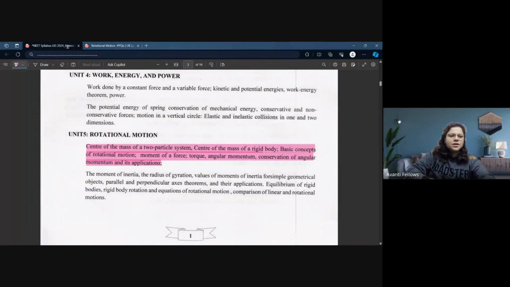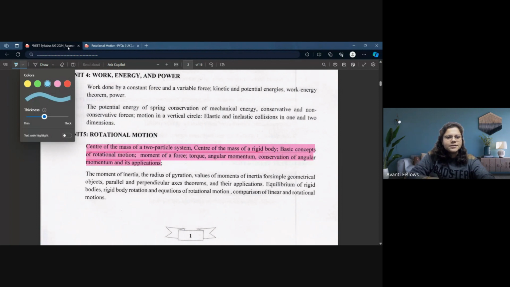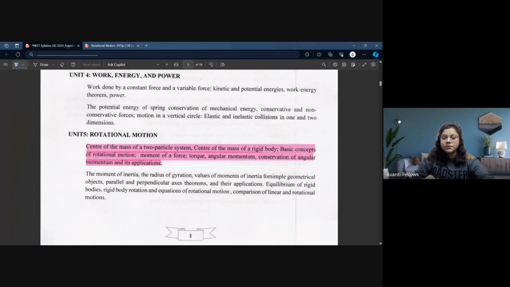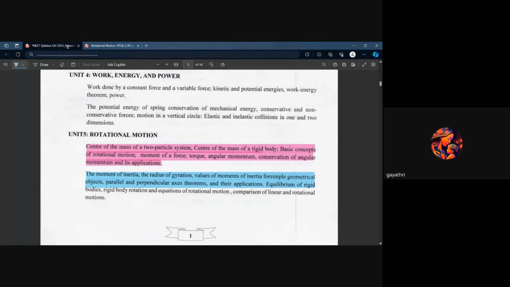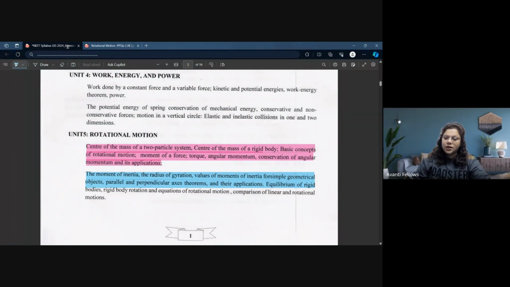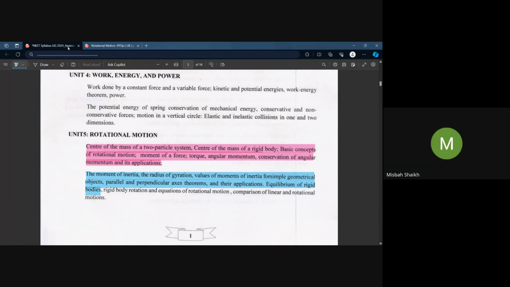Cool. Now let's come to the second para, and it says the moment of inertia, the radius of gyration, values of moment of inertia for simple geometrical bodies. You remember that table which I gave you? Yes, ma'am. For 5 bodies, rings. Okay. So we have done this much. Extra is happening on its own. Have we done the theorems? Perpendicular and parallel axis theorem. Yes, ma'am. Cool. Equilibrium of rigid bodies. That is static equilibrium. Yes, ma'am.